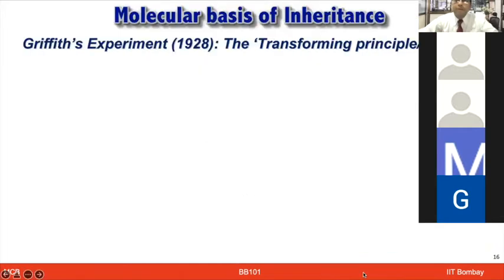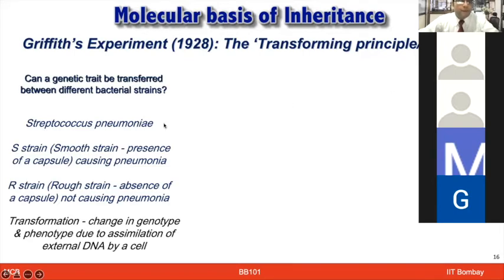So now coming to some of the classical experiments on the molecular basis of inheritance. One is Griffith's experiment, which talks about the transforming principle. What could be the transforming principle or factor? He did an experiment to find out whether some genetic traits are transferred between different bacterial strains. He used the bacterium Streptococcus pneumoniae, which has 2 types.